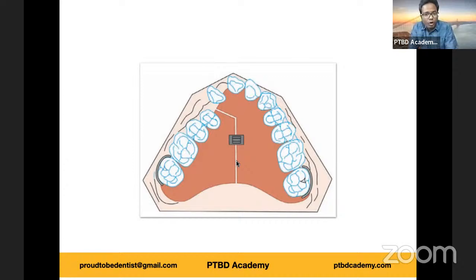So as you all rightly mentioned, split palate removable appliance used in cleft palate cases. Yeah, constricted maxillary arch and cleft palate. Very good. Jack screw. Well done.